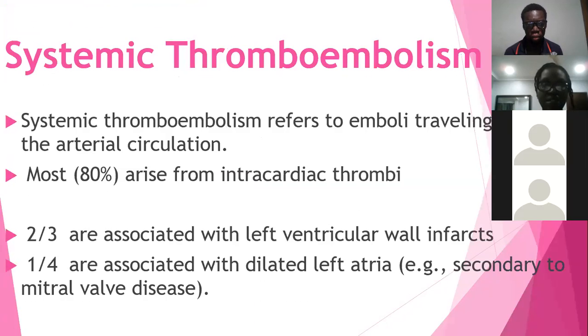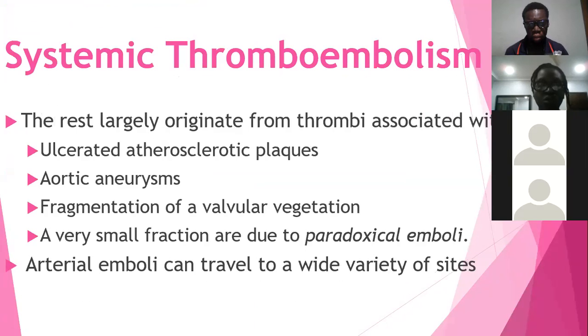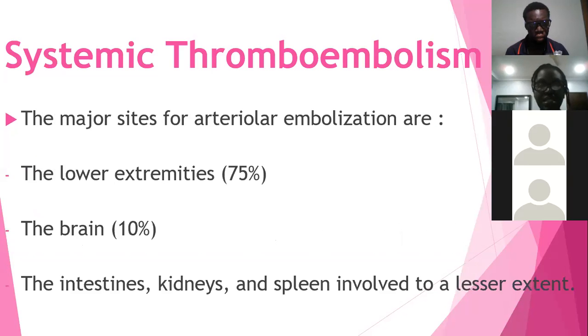Then you can also have systemic thromboembolism, whereby the blood clot goes to any part of the body at all. They come from atherosclerotic plaques, aneurysms, and so on. The major sites are the lower limbs. So 75% will end up in the lower limbs, and 10% will end up in the brain. That can cause a stroke. You can also have some of the emboli ending up in the intestines, the kidney, and the spleen.